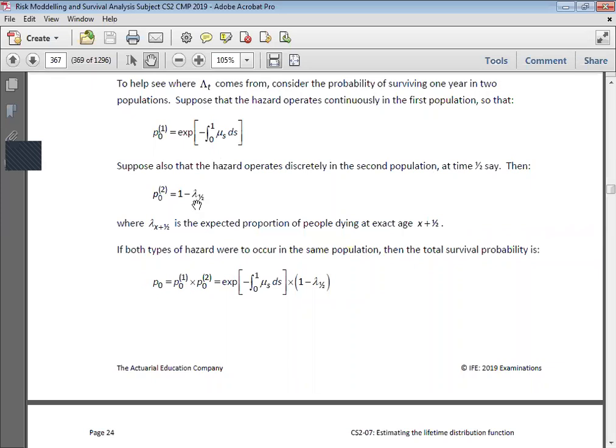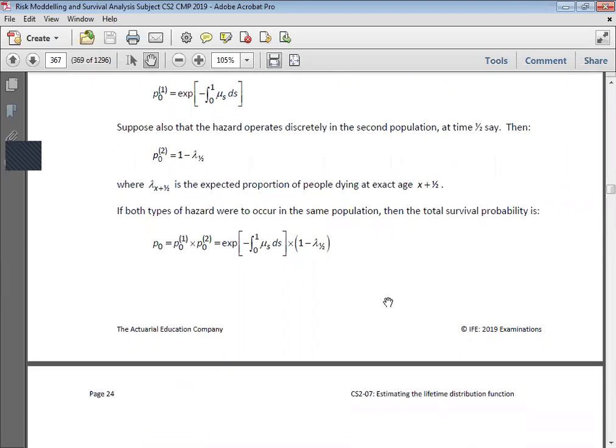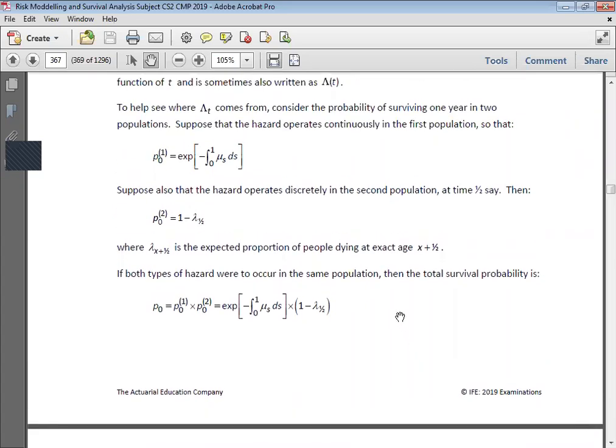So like the average of 0 and 1, so 0 plus 1 by 2, a half. So we are assuming that this life is dying at the average, so in the middle of the interval that we are observing. So this is just an assumption. And now if we assume that all of this is happening in one particular population and independently, then you will multiply these two, and what you get is something like this.